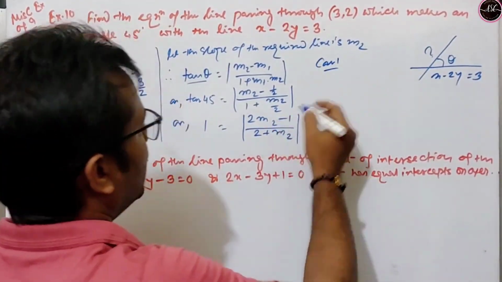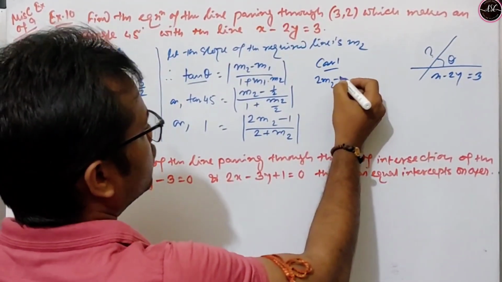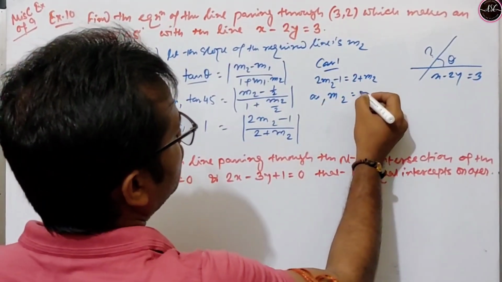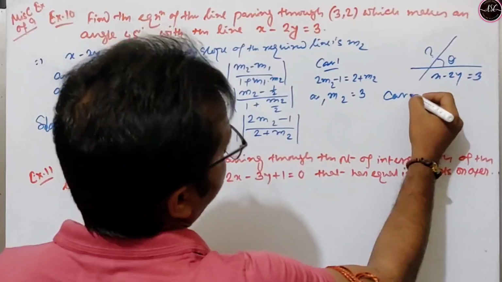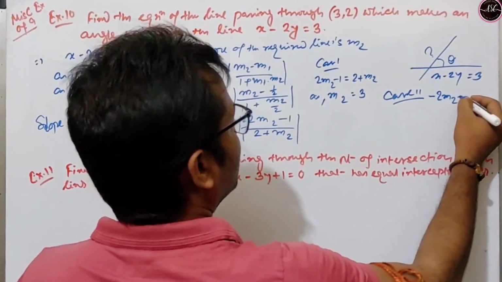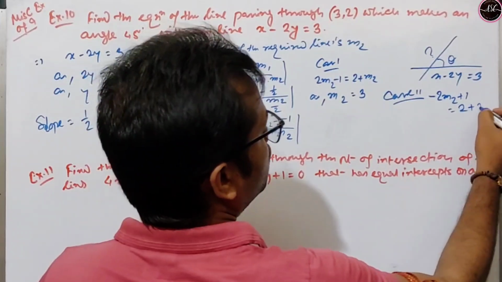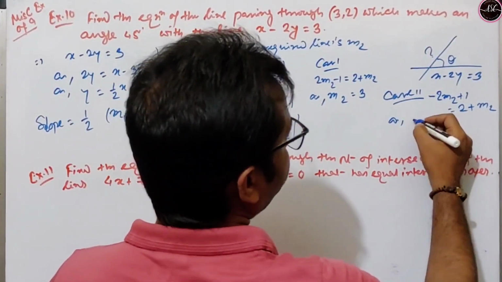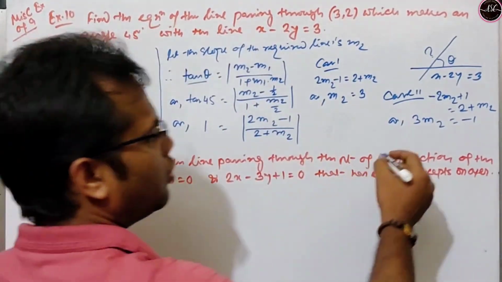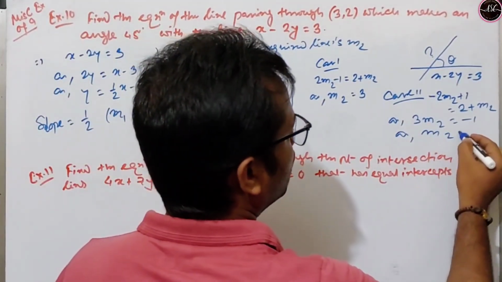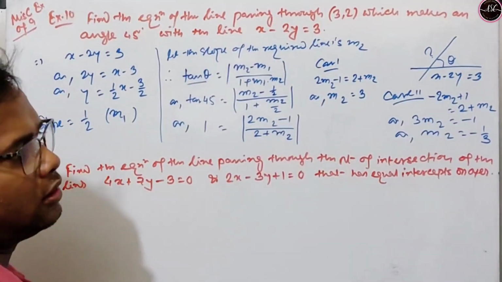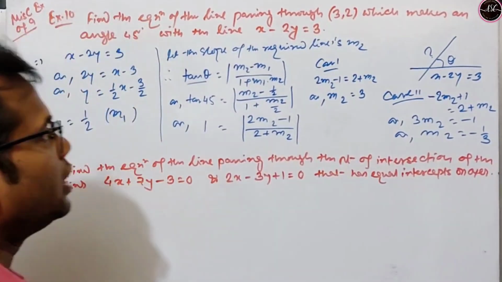Okay, so by this we can get two cases. Case 1, either 2 m2 minus 1 equal to 2 plus m2, or m2 equal to 3. Or case 2, minus of 2 m2 minus 1 equal to 2 plus m2, or 3 m2 equal to minus 1, or m2 equal to minus 1 by 3. So we get two values of m2, that means the slope.